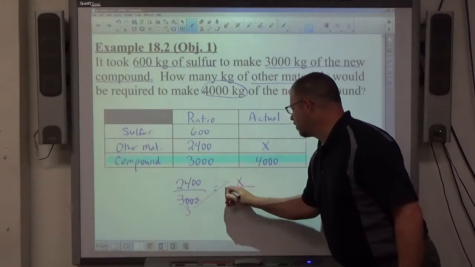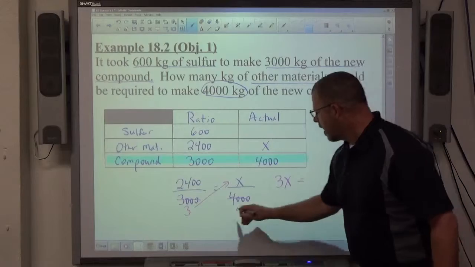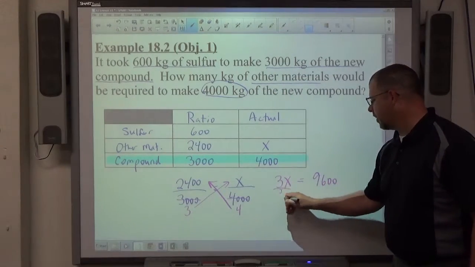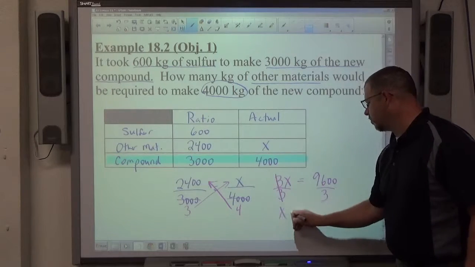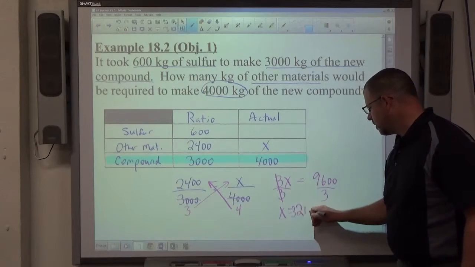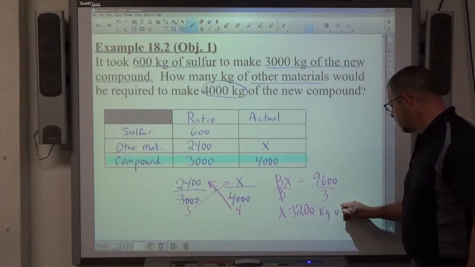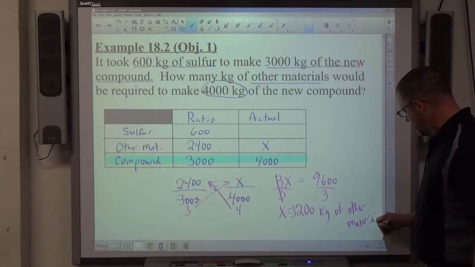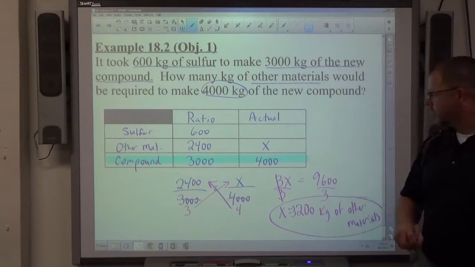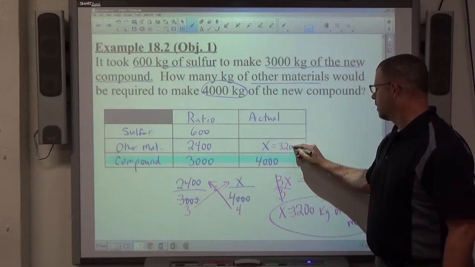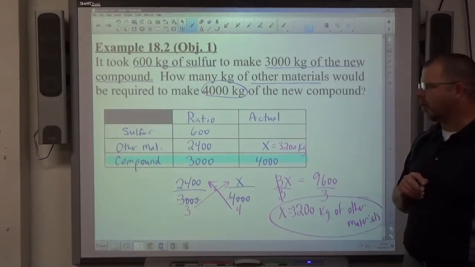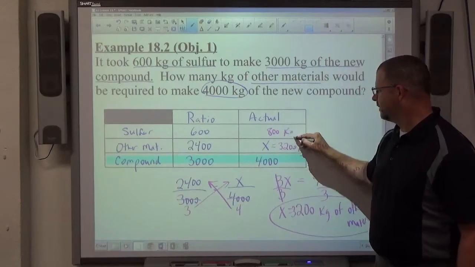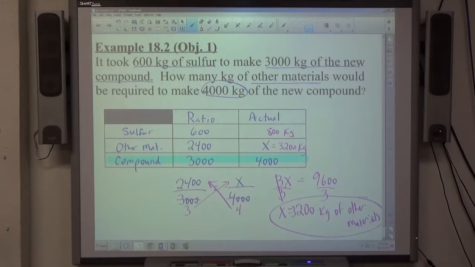So 3 times x is 3x. And 4 times 2,400 is 9,600. We divide both sides by 3. That leaves me with x equals 3,200 kilograms of other materials. How much sulfur will we need? 800 kilograms.